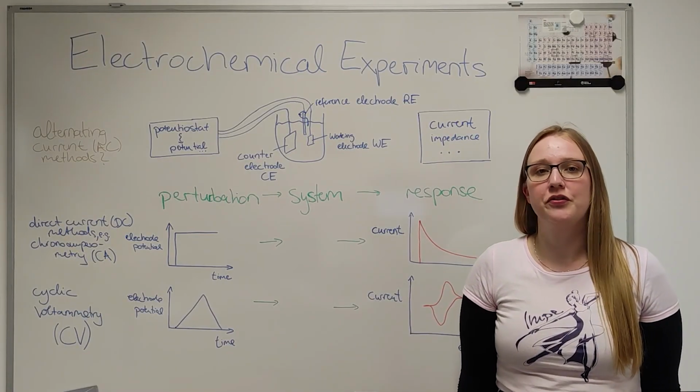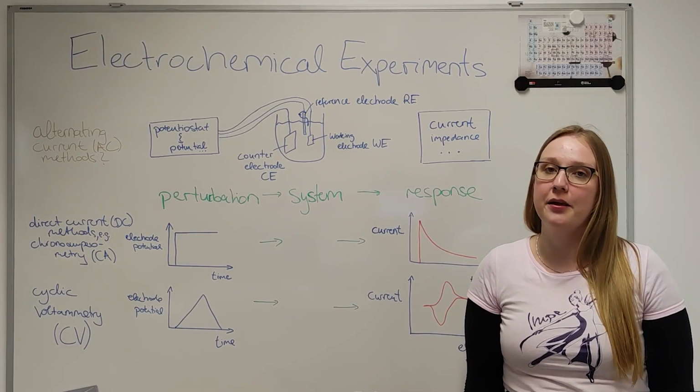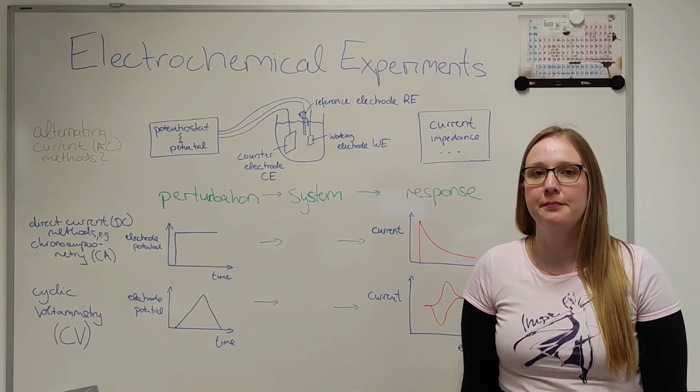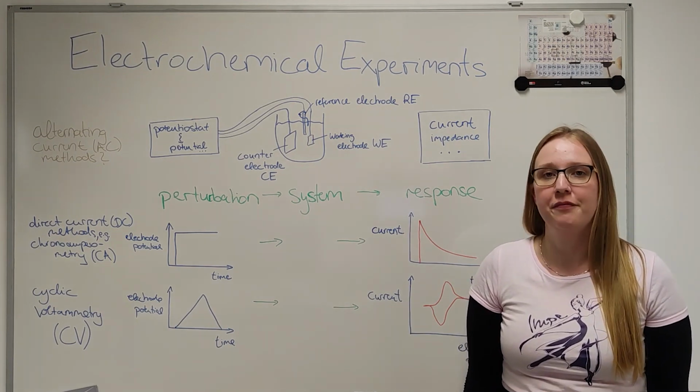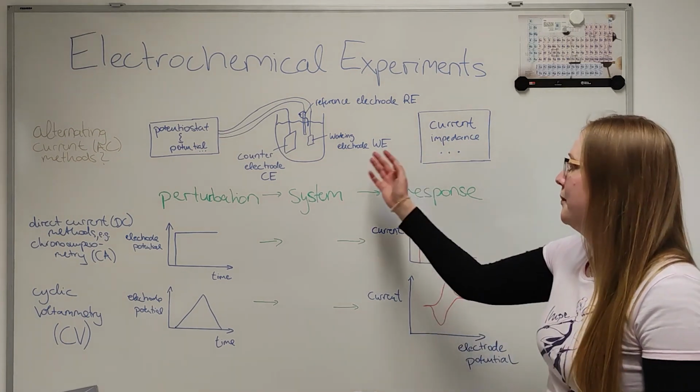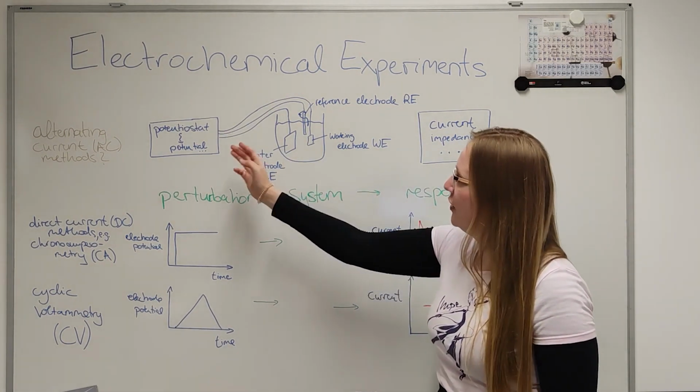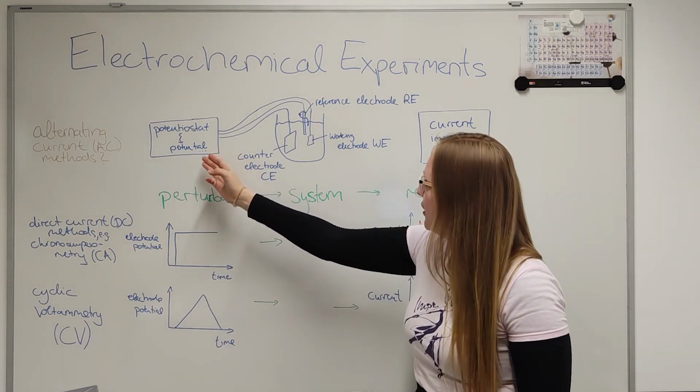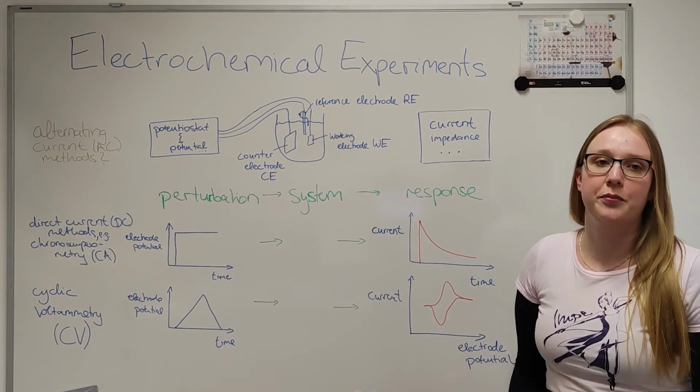Electrochemical experiments mostly follow the general principle to apply a perturbation to an electrochemical system and measure its response to learn something about the system's behavior. With system, I mean an electrochemical cell, where I can apply a potential to the working electrode using a potentiostat and measure the current response.